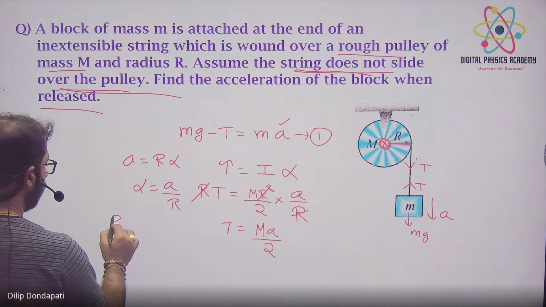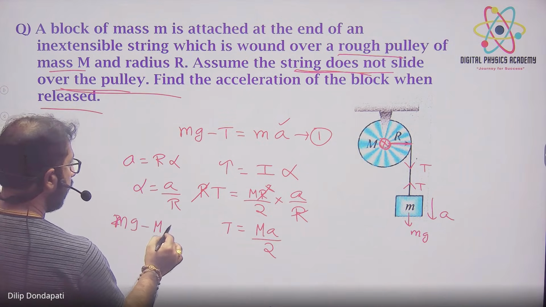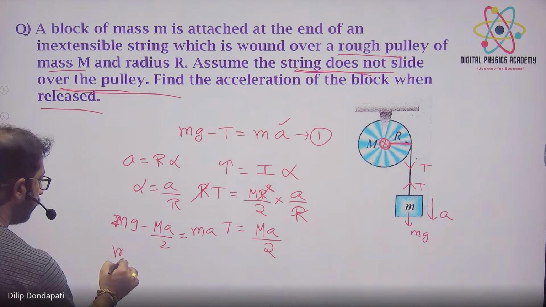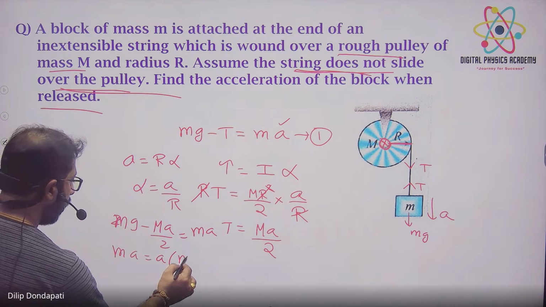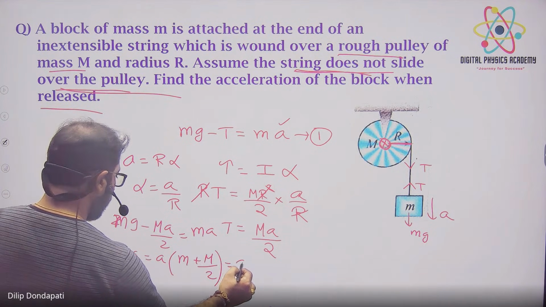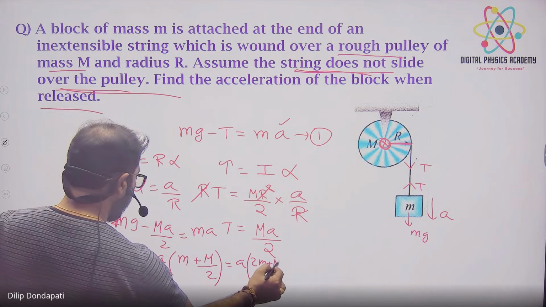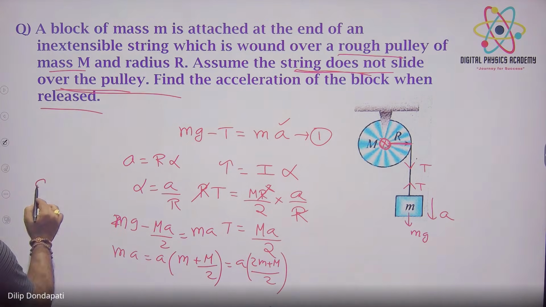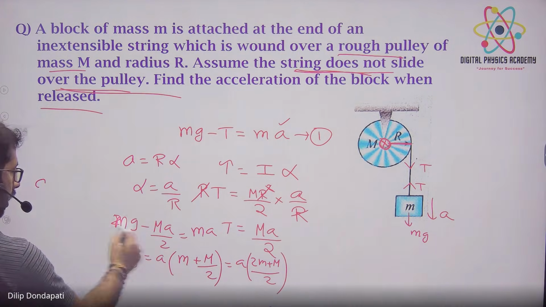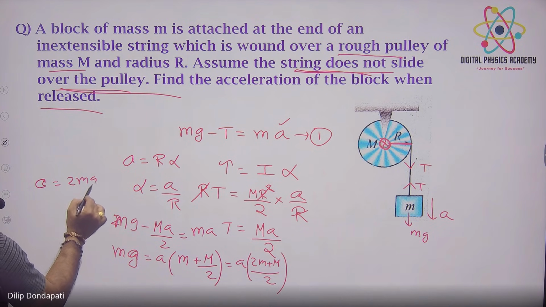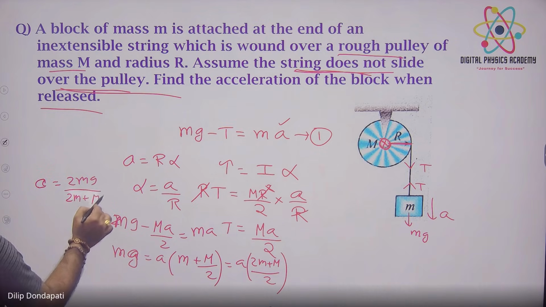2mg by m minus m. Yes, correct. So mg minus ma by 2 is equal to ma. So A सब लिखो. mg is equal to A common लिया तो m plus m by 2. So क्या आएगा? A into 2m plus m by 2. So therefore A is equal to mg, right? So A is equal to 2mg by 2m plus 2.